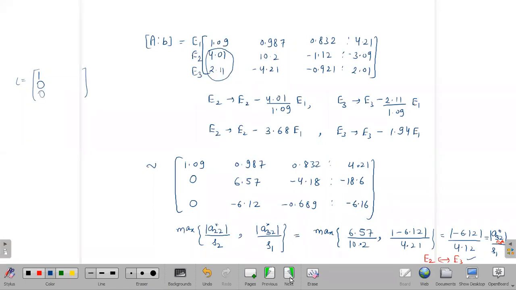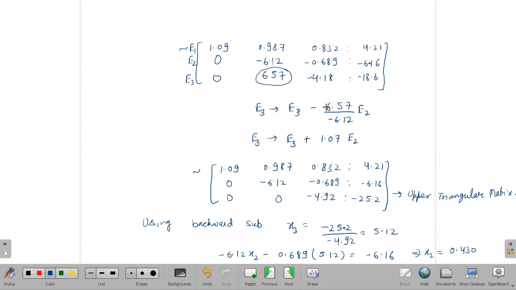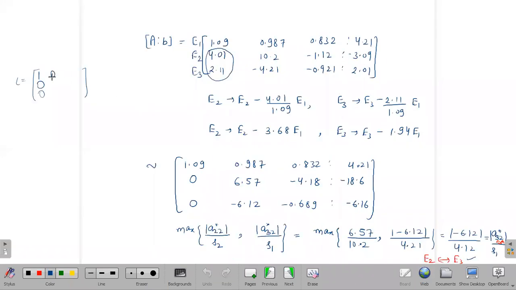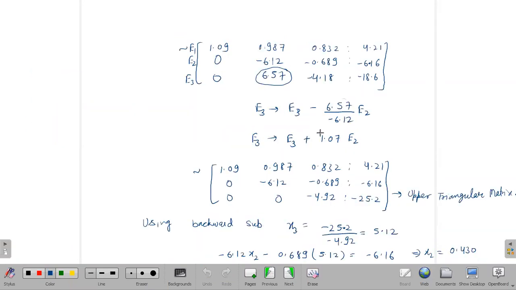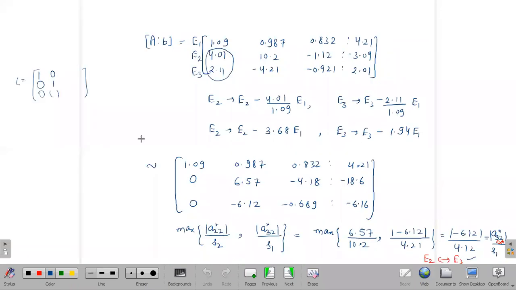Okay, so now in the second operation you have used this ratio, means 6.57 minus 6.12. Then this number will be placed here. This is 0, this is 1, and that will be here, because here we have used only one operation, that is 1.07. So 1.07 will come here, and the rest are 0: 0, 1, 0, 0, 0, 1. This number will be 3 point.